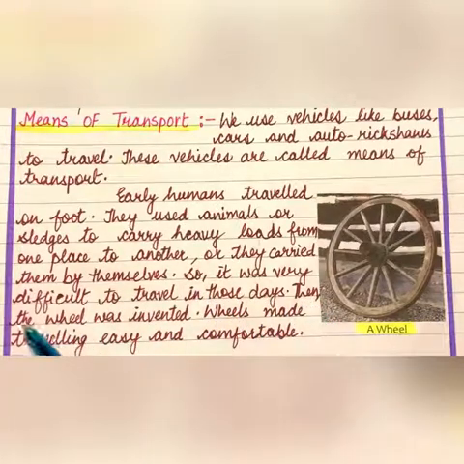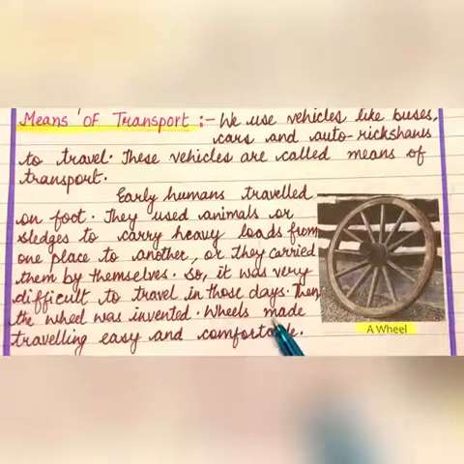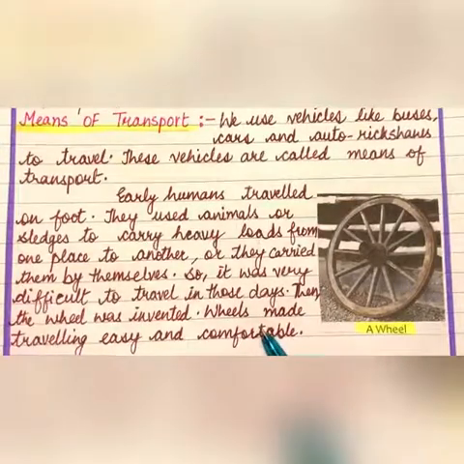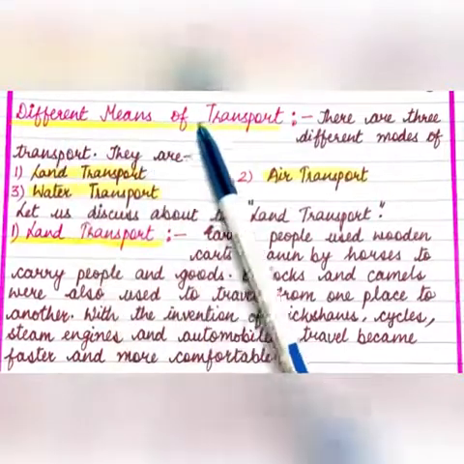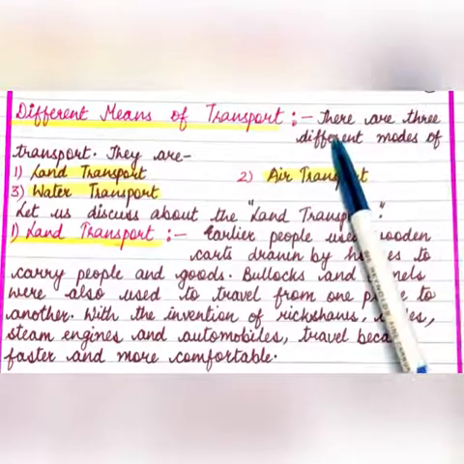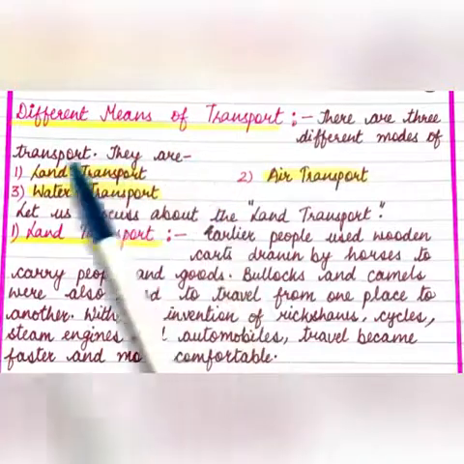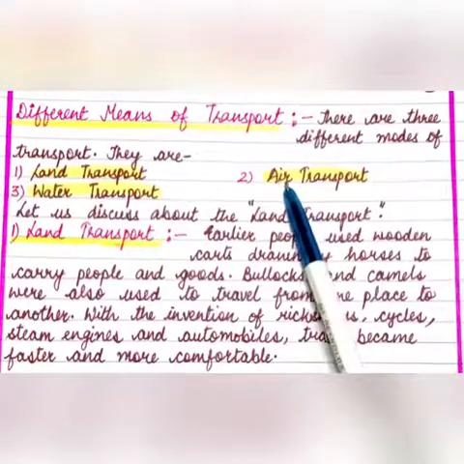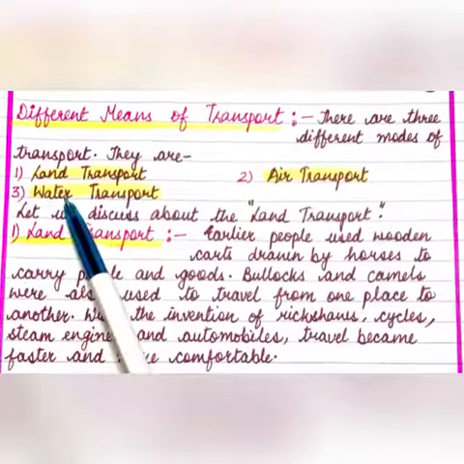Then the wheel was invented. Wheels made traveling easy and comfortable. Now we will learn different means of transport. There are 3 different modes of transport. They are number 1, land transport, number 2, air transport, number 3, water transport.